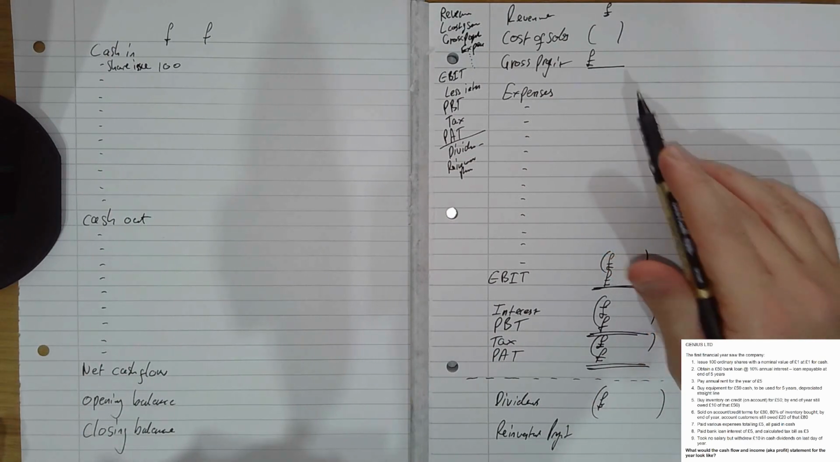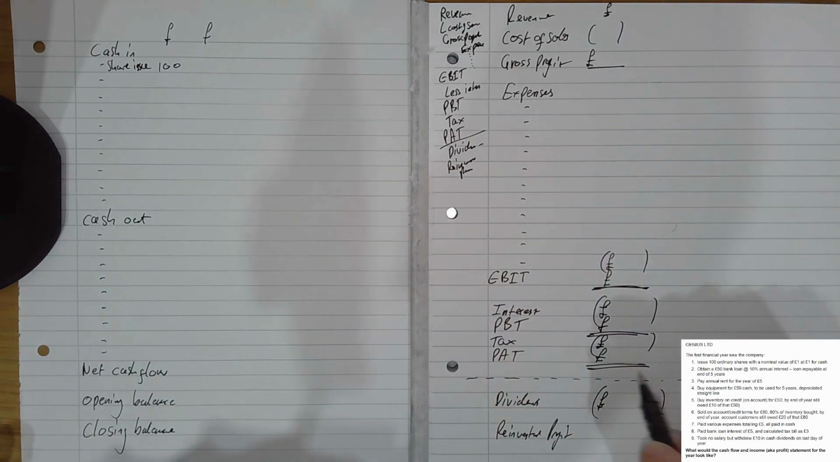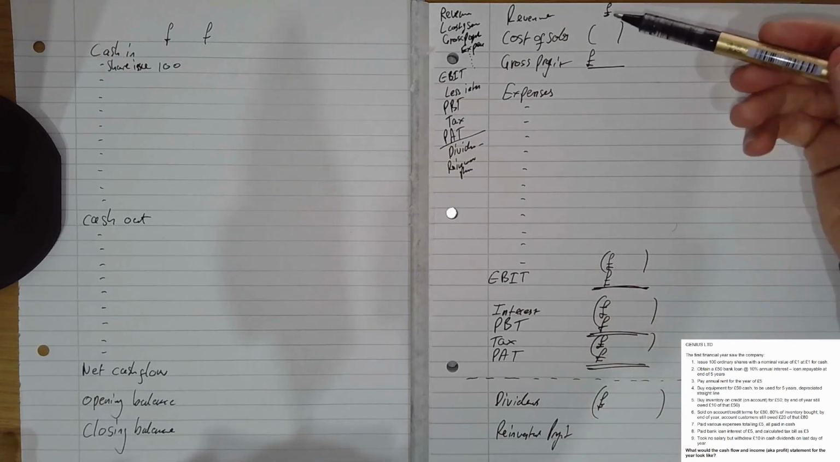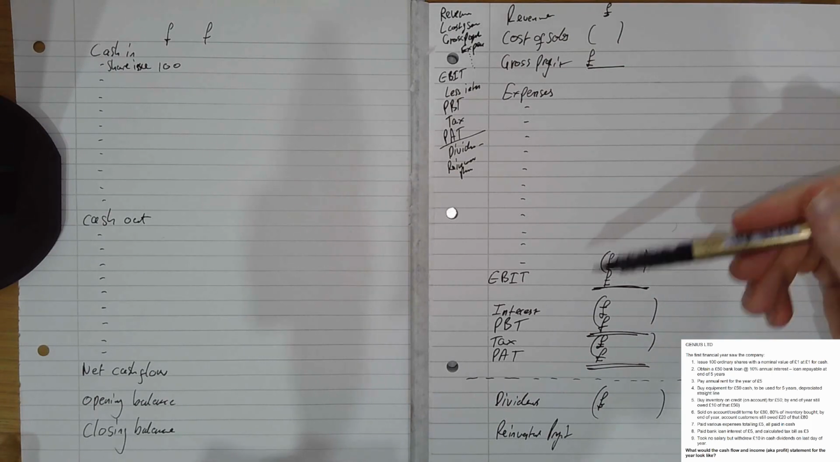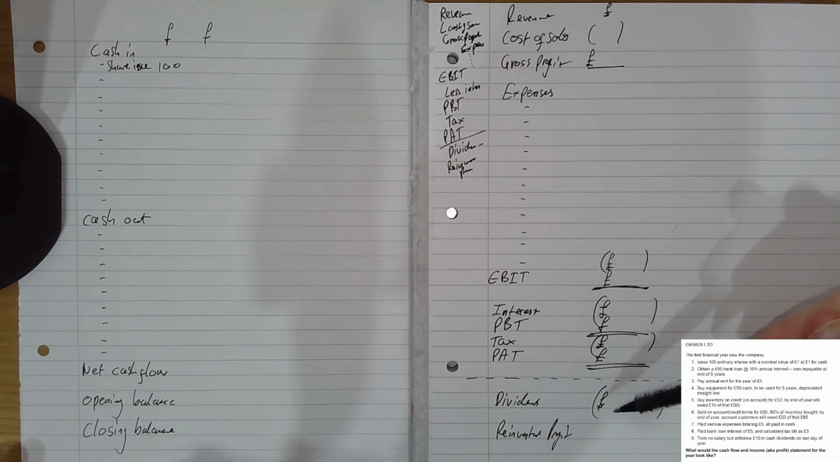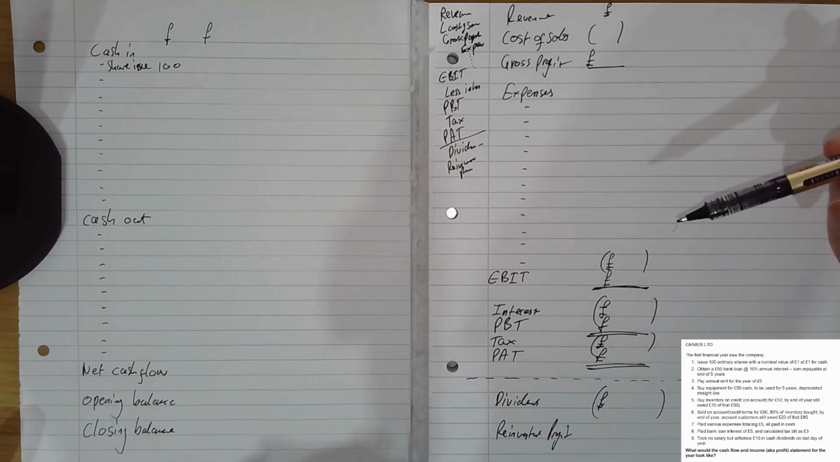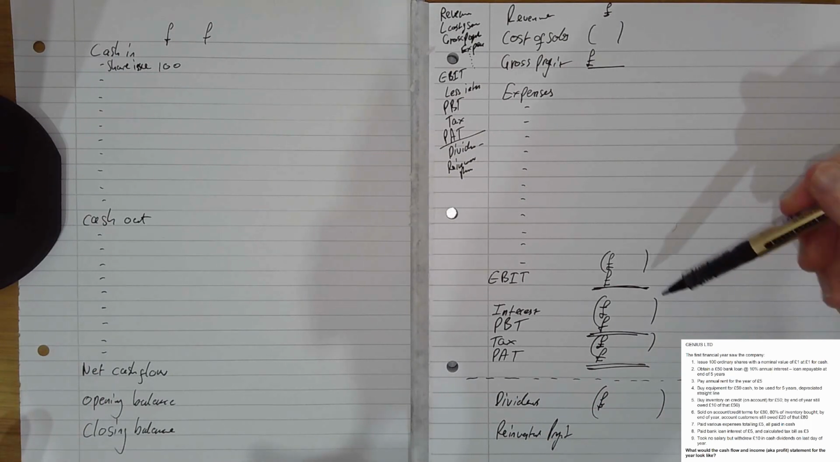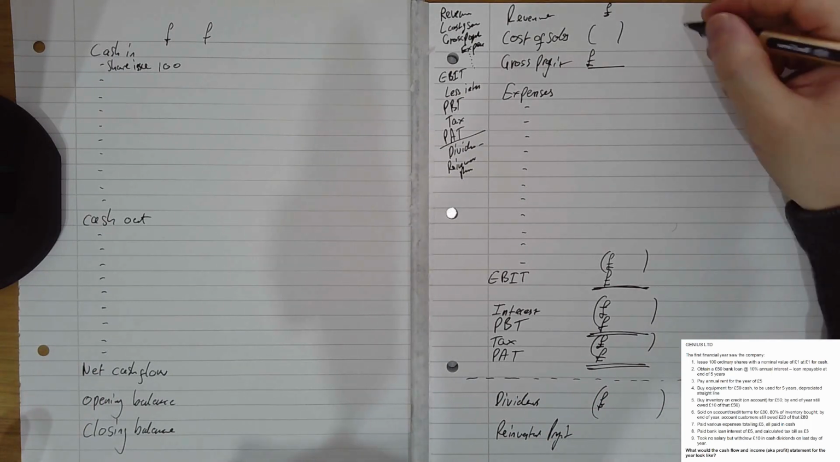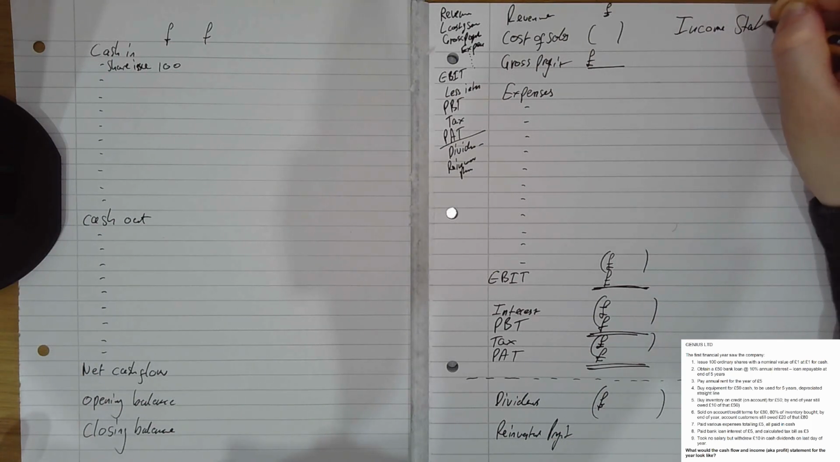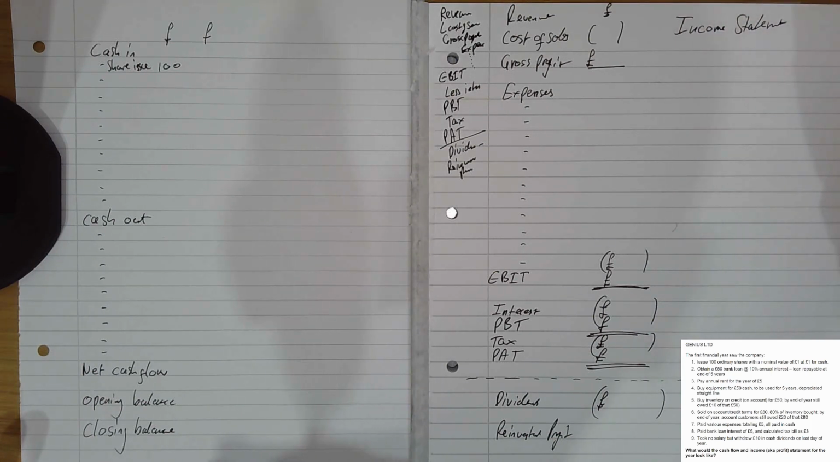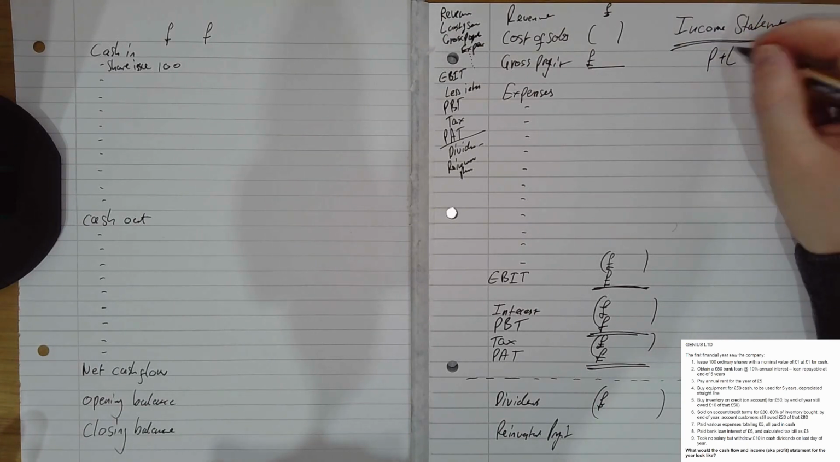Share issues will not affect the income statement at all. Okay, because we've only got, again, revenue less cost of sales, expenses, and then everything else is just interest and tax and any dividends we want. So share issue does not feature on the income statement. Also P&L, profit and loss statement.